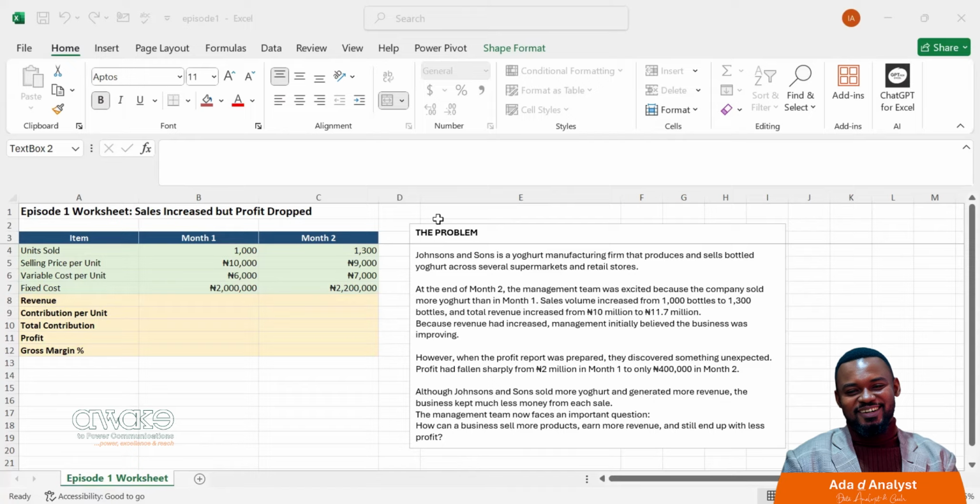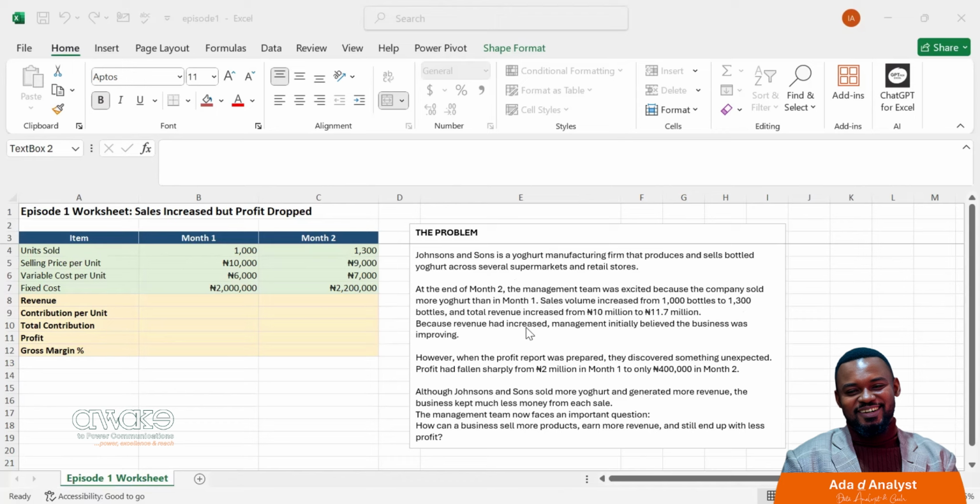Welcome to episode 1. In today's episode, we'll be looking at this problem. Johnson's and Sons is a yogurt manufacturing firm that produces and sells bottled yogurt across several supermarkets and retail stores. At the end of month 2, the management team was excited because the company sold more yogurt than in month 1. Sales volume increased from 1,000 bottles to 1,300 bottles, and total revenue increased from 10 million to 11.7 million.